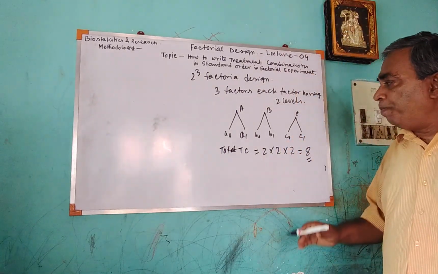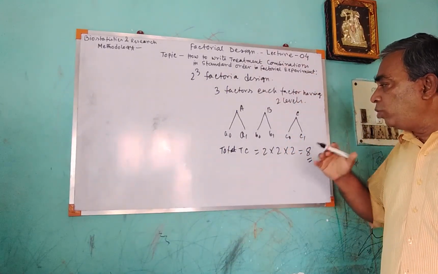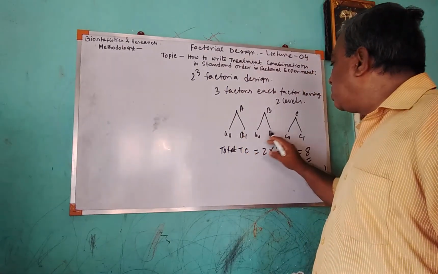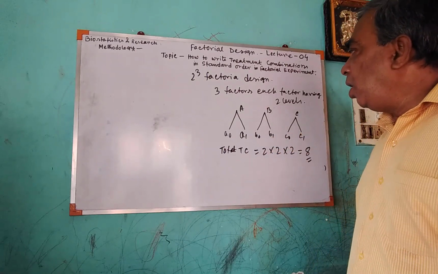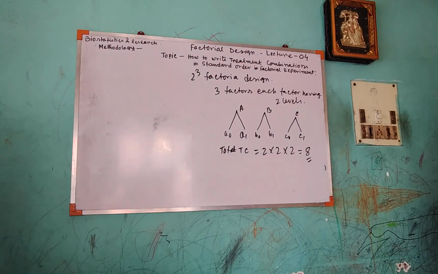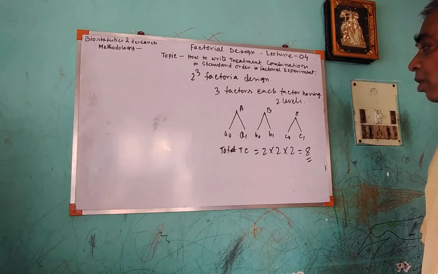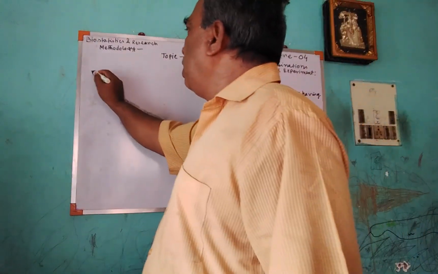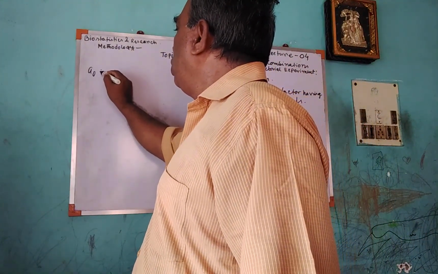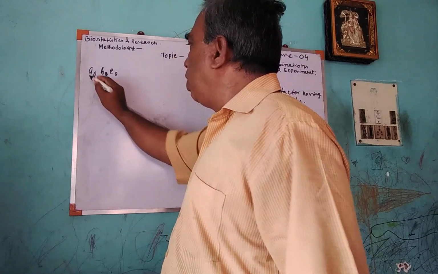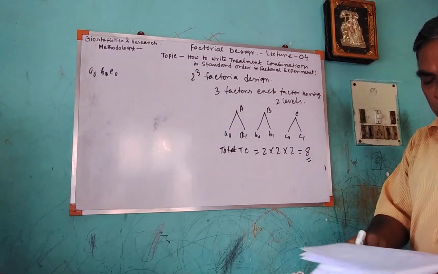Now I will focus on how to get the 8 treatment combinations. If you combine all these factors, A, B, C, how do we get the treatment combinations and how do we write them? Firstly, you see A0, B0, C0. This is one.